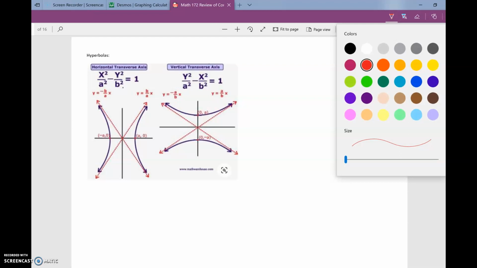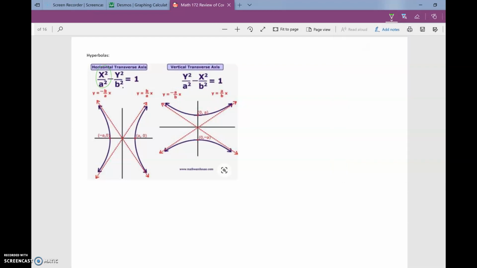Now here's the main idea on hyperbolas. If your x's are positive, your main curves are going to go along the x's. If the y's are positive, then the curves are going to go along the y's. And the slope of these lines from the actual center, it's a over b.